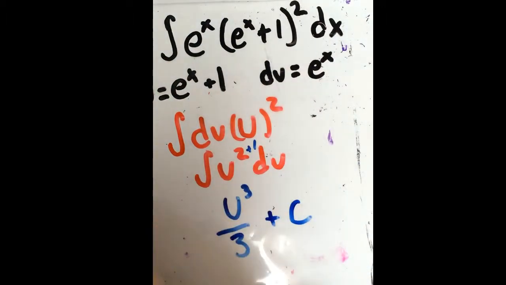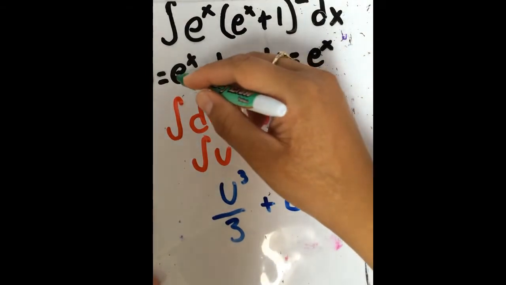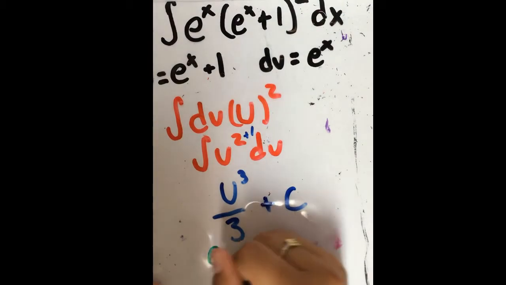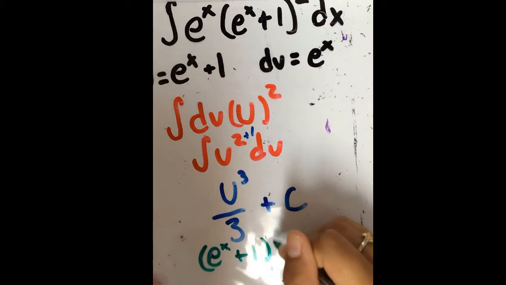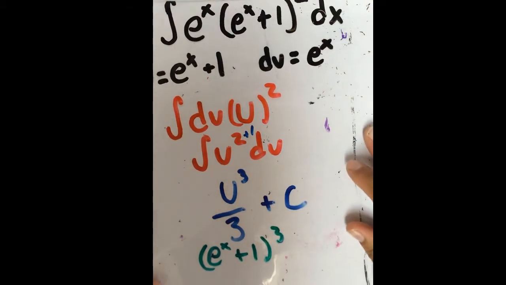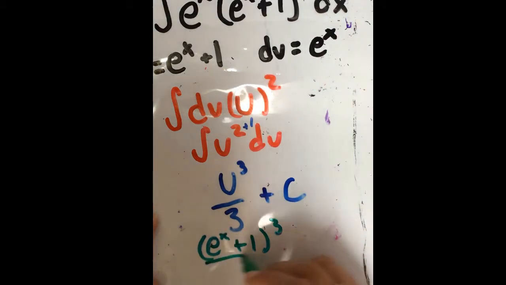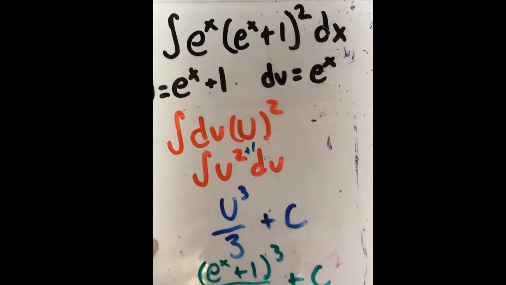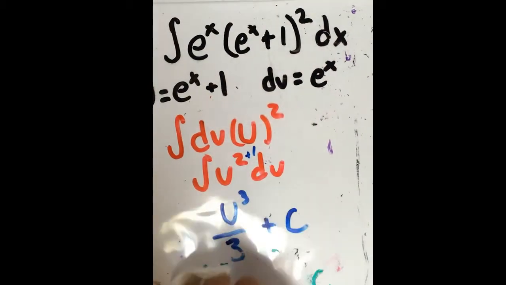And to finish it, you simply have to go back and substitute your u's for the function. So you get e to the x plus 1 cubed, since that is the u, and then you divide by the 3, and then you have the plus c. And that is how you do indefinite integrals.